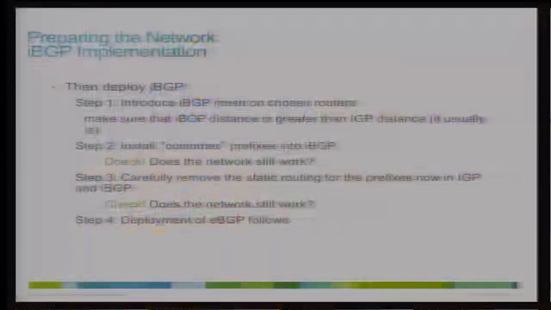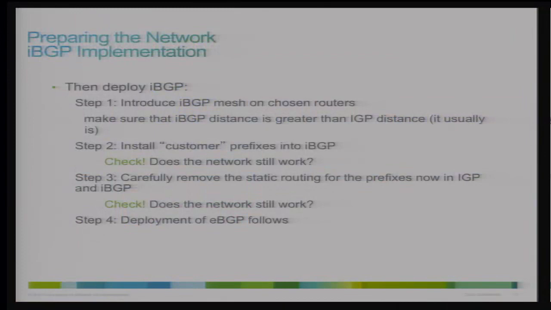So inject customer prefixes using different techniques. One of them is using a network statement. You'll need to have a corresponding prefix in IGP, either using a static route or in your IGP, but to inject it into IBGP, you will use a network statement. And when you use a network statement, its origin will be set as IGP, which is preferred.